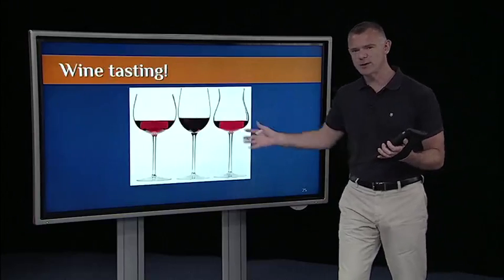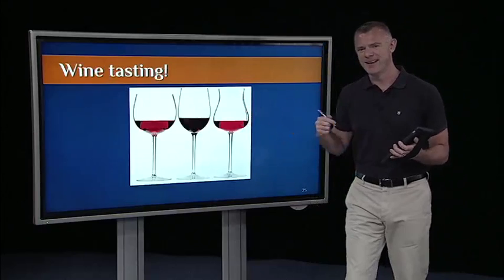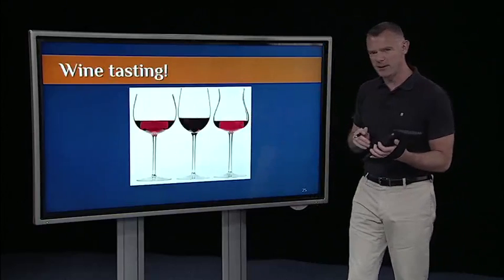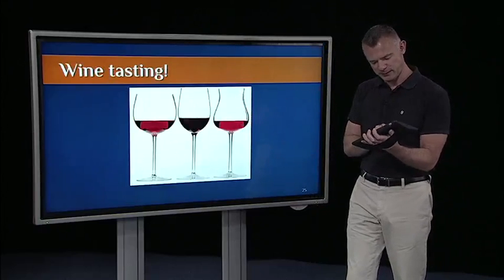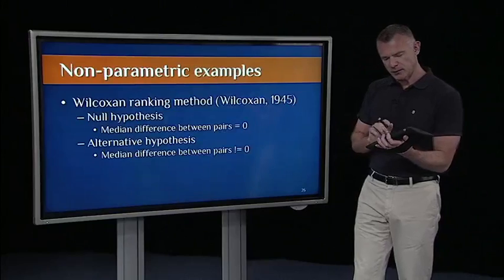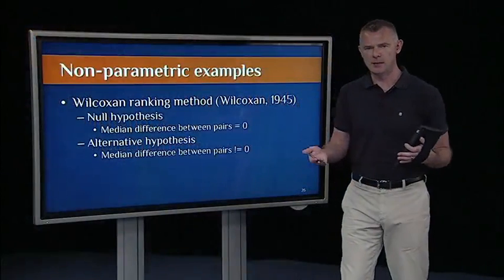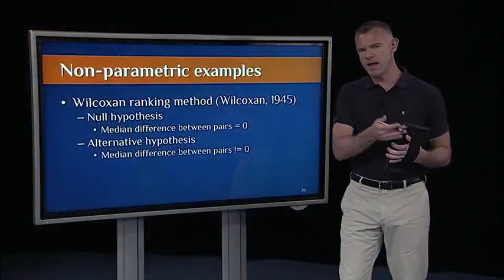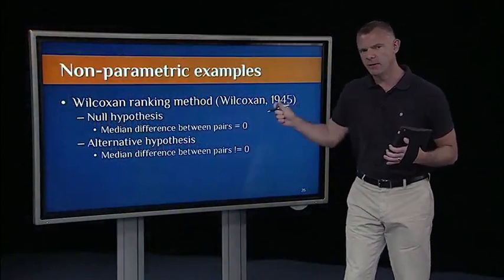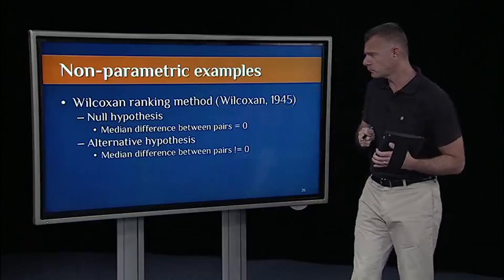So to do this one more time, we're going to go wine tasting. Last time, we'll bring back these wine ratings. So first, let's look at the Wilcoxon ranking method. And as I said, you can look up the paper from 1945 where Wilcoxon introduces this method. He actually introduces a method for both paired samples t and independent t, but then Mann and Whitney came along and modified the independent method.